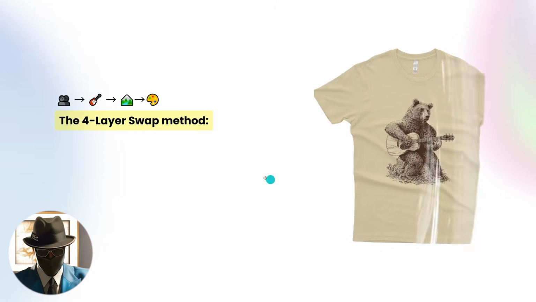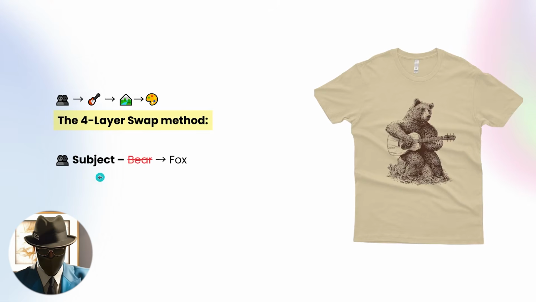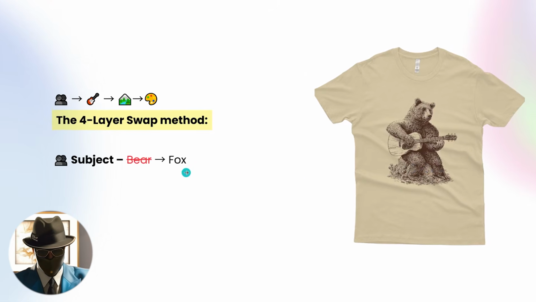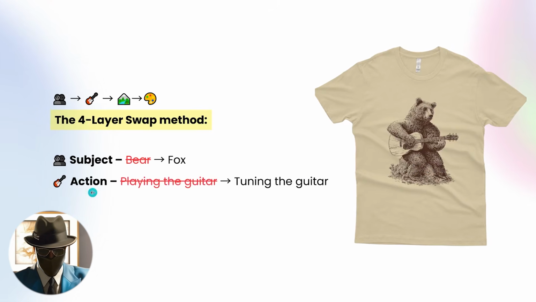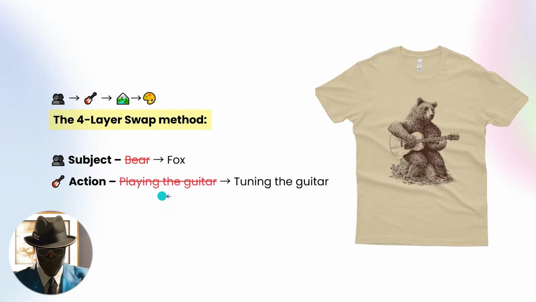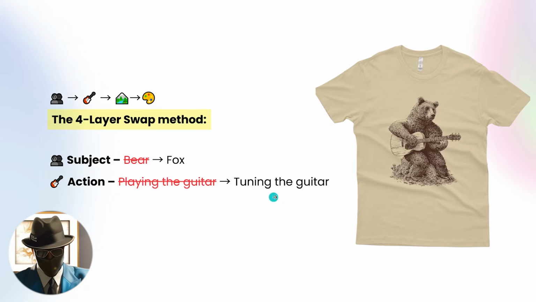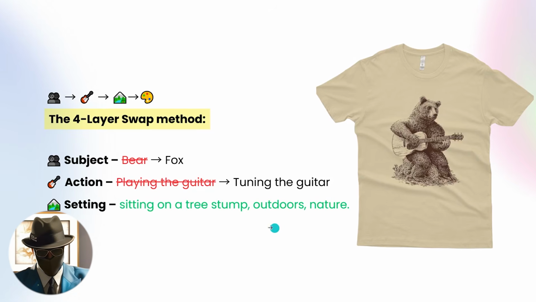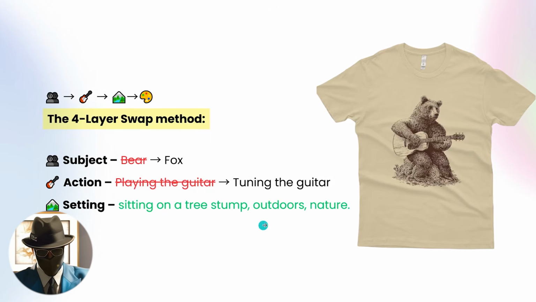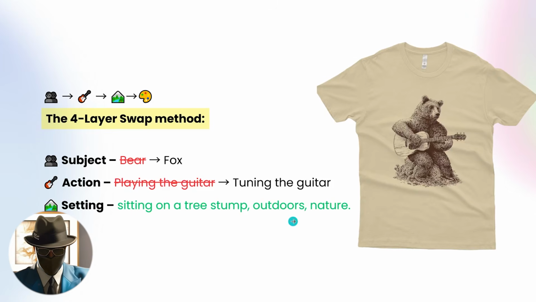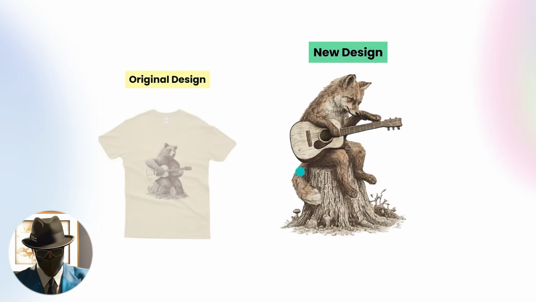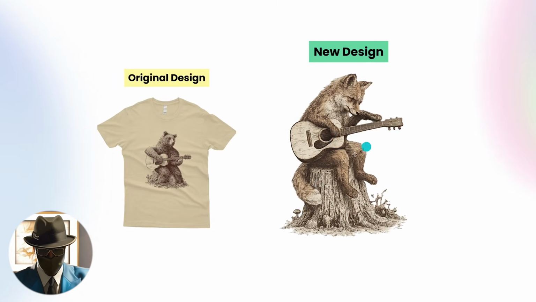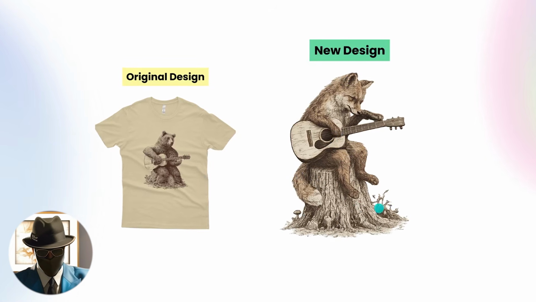From here, I can keep what works and swap a few layers to create something new. Like for example, first, I swap the subject. Instead of a bear, I go with a fox. Second, I swap the action. Instead of the fox playing the guitar, I make it tuning the guitar. The setting can stay similar. It's still outdoors, still sitting on a tree stump because that part is clearly working. So now the new idea becomes a fox sitting on a tree stump tuning a guitar. Same vibe targeting the same audience, but it's a completely new design.